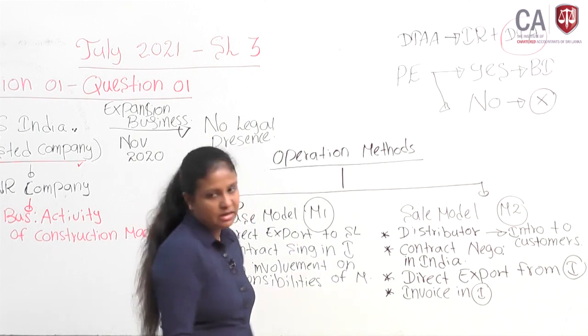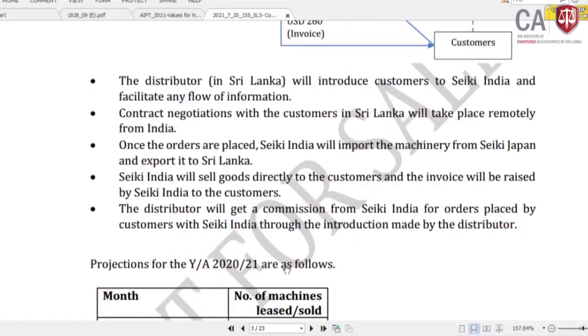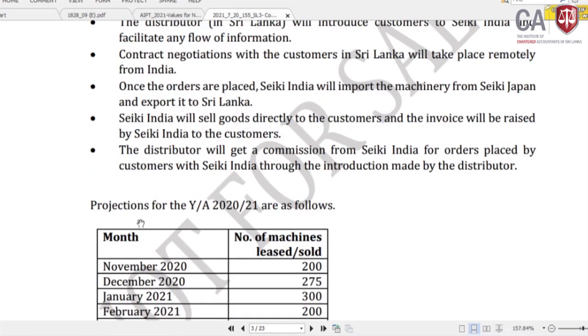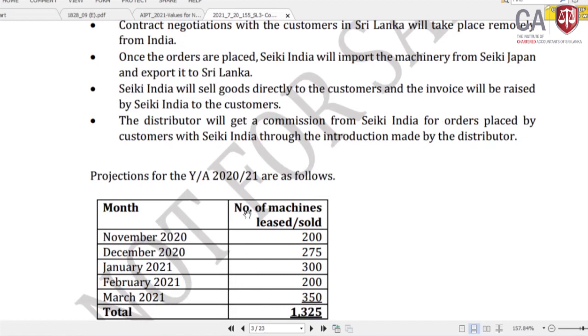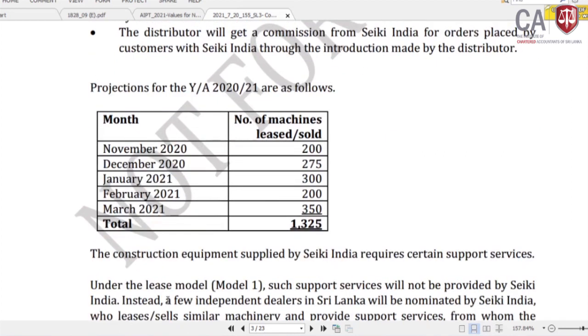Okay, done. Now we have the two models. After that, the projections for the year of assessment 2021 are as follows. We are starting from November 2020. Number of machineries leased or sold. This is not the US dollar or currency value. This is the number of machinery. Altogether up to 31st March 2021, there are 1325. The construction equipment supplied by Seiki India requires certain support services.